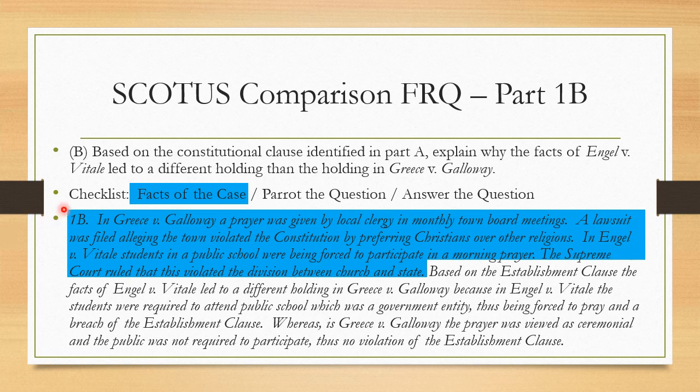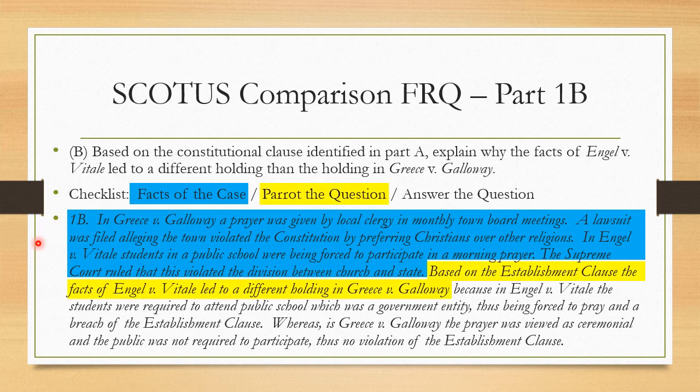I didn't really talk about the holding. I did mention church and state here, but I didn't talk about a breach of the Establishment Clause. That's not what they're asking you. They want to know the details of the case, right? So to describe the facts of the case, give a brief, sentence or two description of both cases. If you can do that, you scored the first point. Now we want to score the second point. We want to explain why the holding was different. To do that, we just go through our normal response, right?